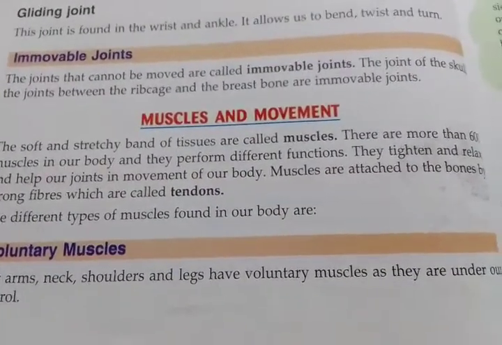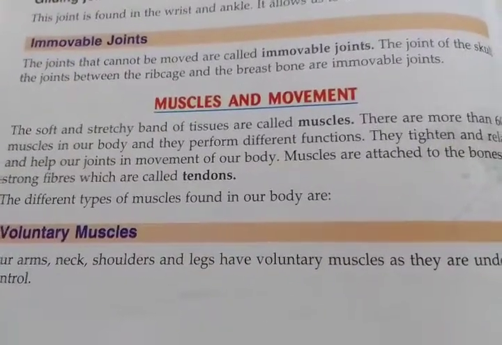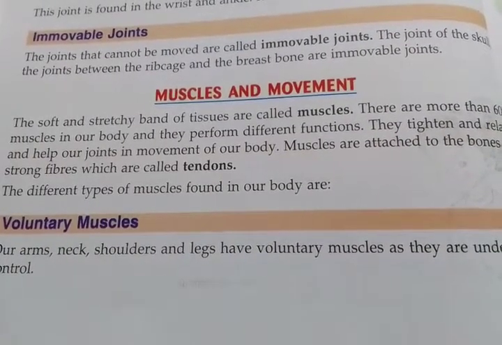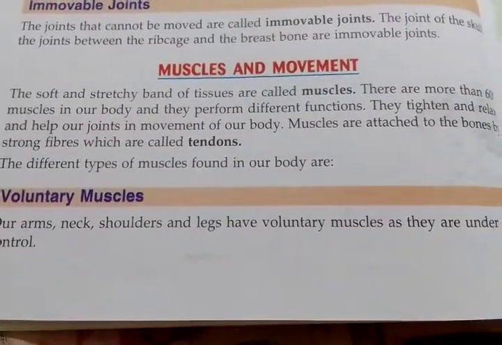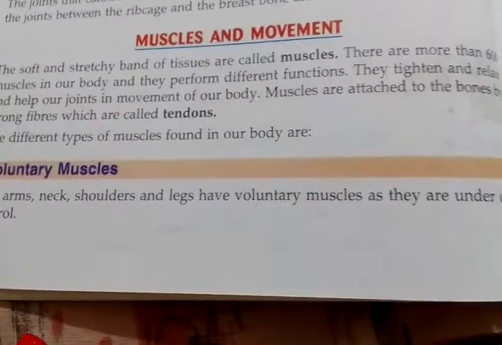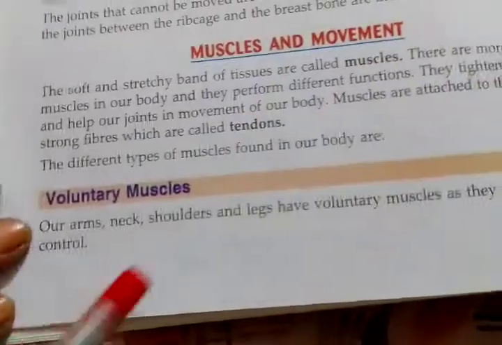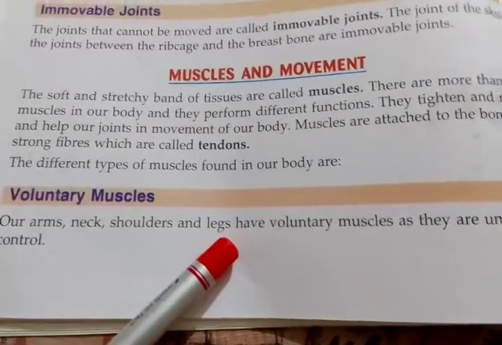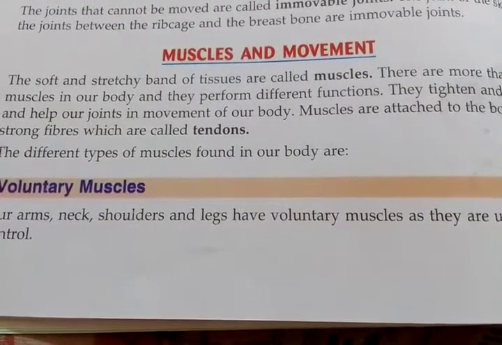Now about immovable joints. The joints that cannot be moved are called immovable joints. The joints of the skull and the joints between the rib cage and the breastbone are immovable joints. So these are all about our bones and joints. Now muscles and movement. The soft and stretchy bands of tissue are called muscles. There are more than 600 muscles in our body. Muscles tighten and relax and help our joints in movement of our body.